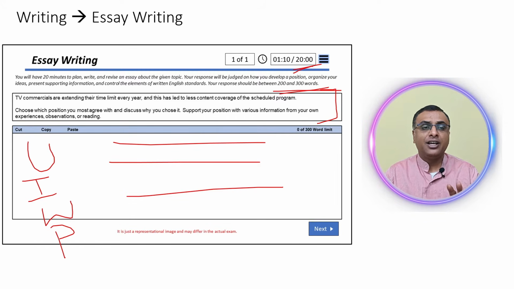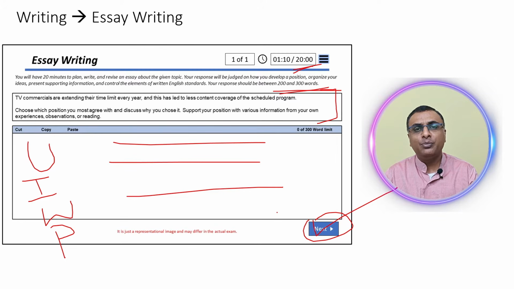Once you complete all of these and finish your essay, go ahead and click next for the next question type in your exam. One pro tip to offer over here is, once you click next, you will get the reading module questions. Be prepared for those.